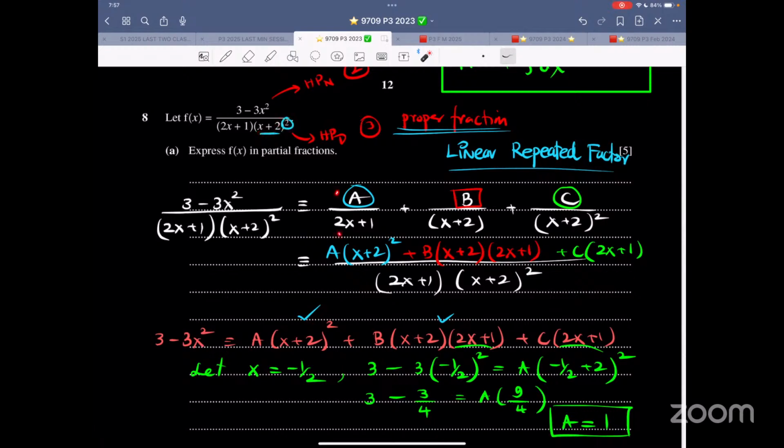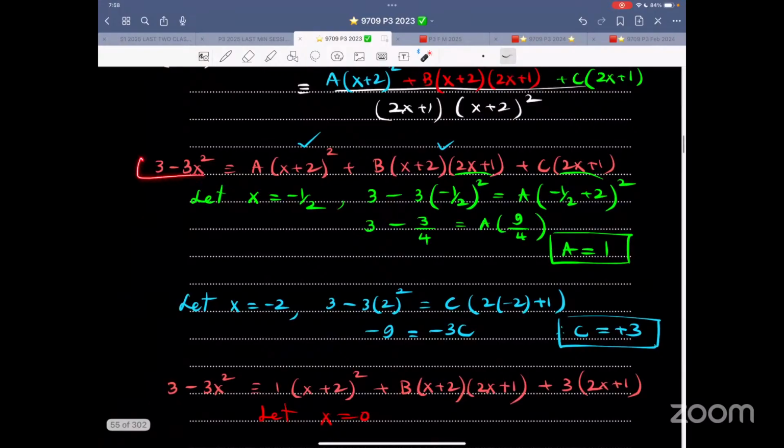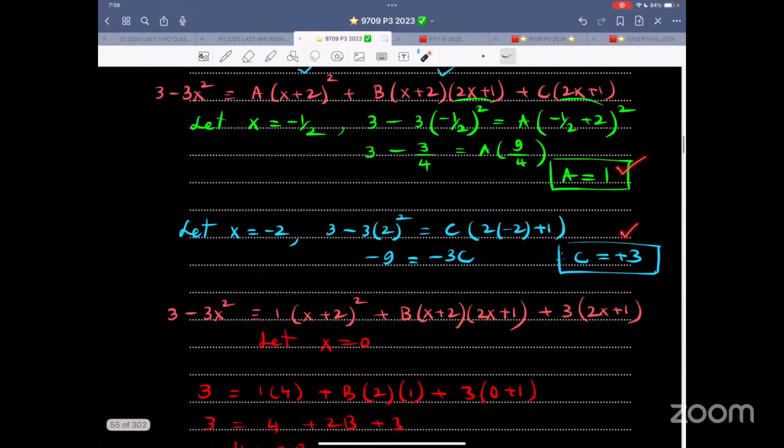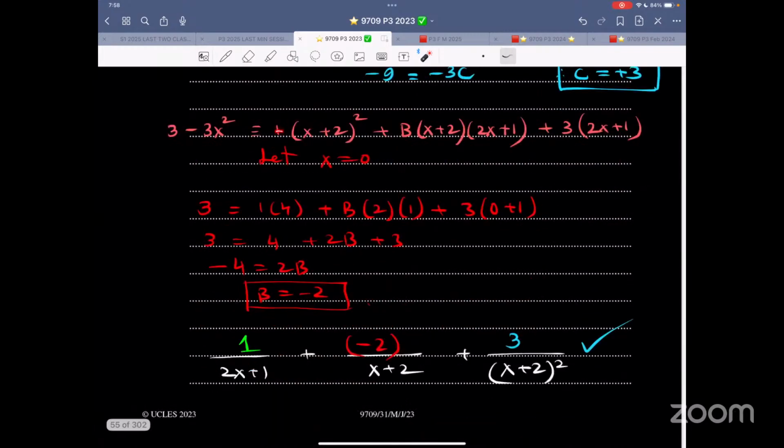So we have a constant over the simple linear factor, and then the squared factor is repeated twice because of the square, with constants all at the top. Now this numerator should equal this numerator. That is what you have written over here. You know the substitution technique. You find A, you find C, plug those values in, plug in any value, find B, and this is the partial fraction that you get.